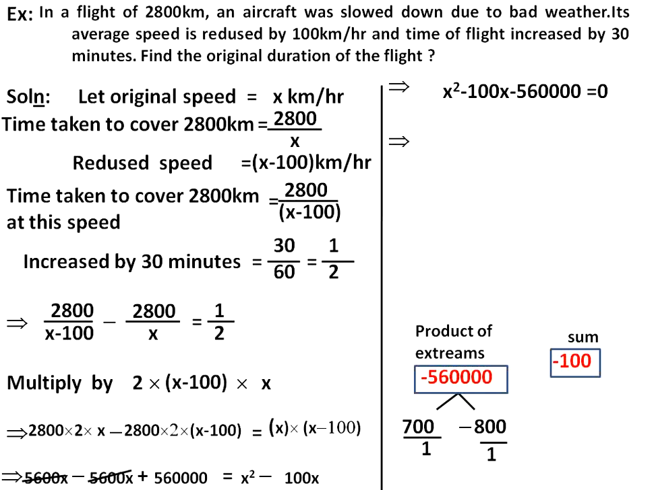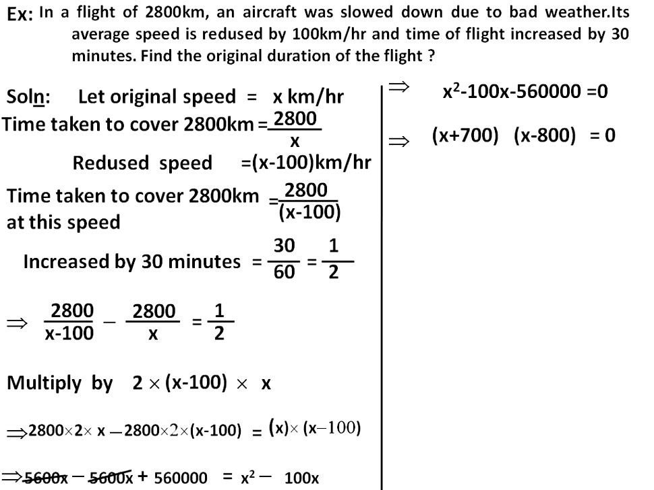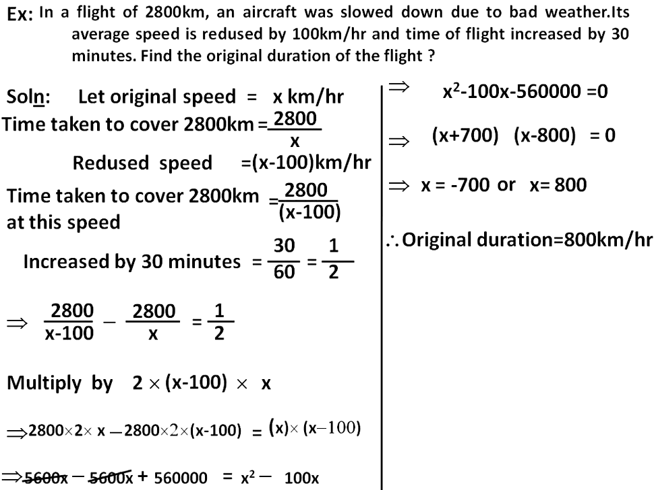So it implies our factors are x plus 700 in one bracket and x minus 800 in another, that is equal to 0. So it again implies x is equal to minus 700 or x equal to 800. We will not take minus 700 as the speed. So therefore original speed is equal to 800 km per hour. So this is the solution for our problem.